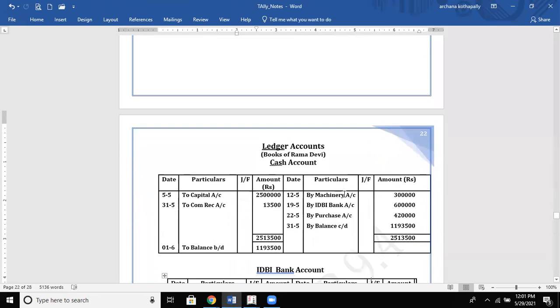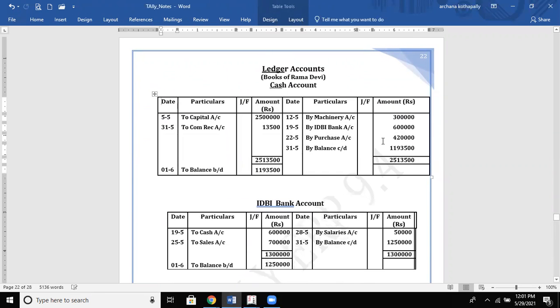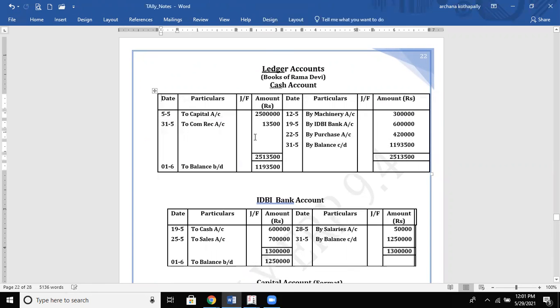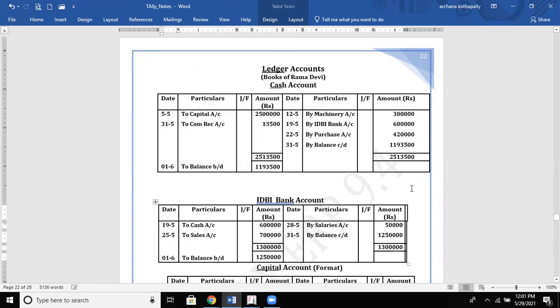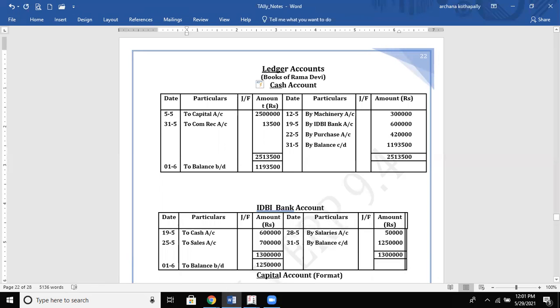Now let's check up these ledgers. In which books are you maintaining? Basically you are maintaining the accounts in the books of Rama Devi, who is your proprietor. First we will maintain a cash account, since there are a few cash accounts here. This is the ledger format which we have to maintain. It is in T format: date, particulars, debit, credit. On the left side you give debit, and on the right side, credit.